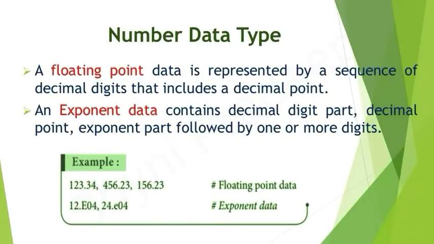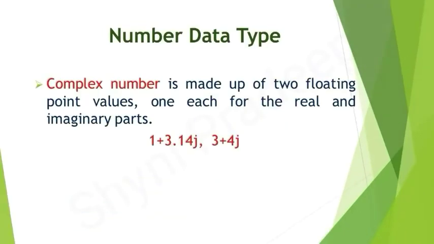Next, let us see complex numbers. A complex number always has 2 parts. What are they? The real and imaginary parts. How will you write complex numbers? 1 plus 3.14j. Here this is the real part, this is the imaginary part. 3 plus 4j. Here this is the real part, this is the imaginary part. This type of number is called a complex number. So this is about the number data type.